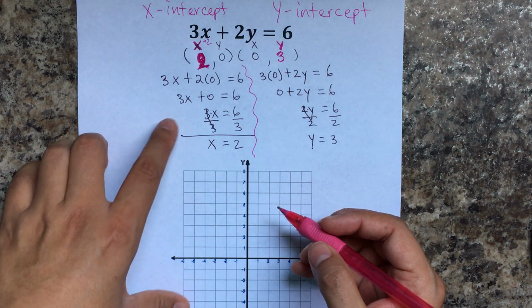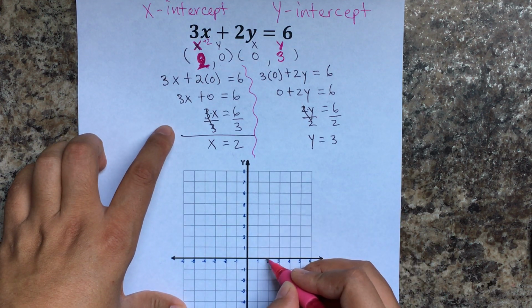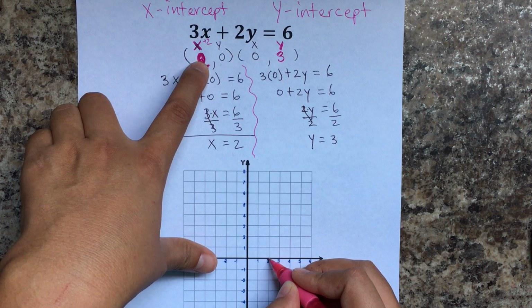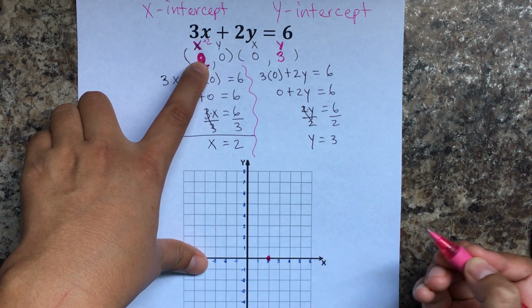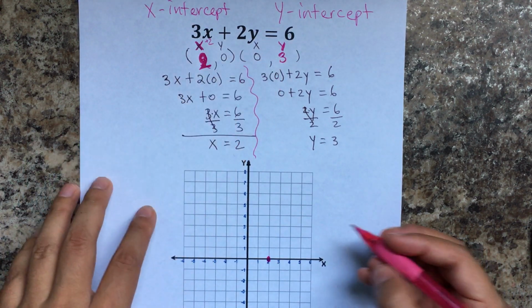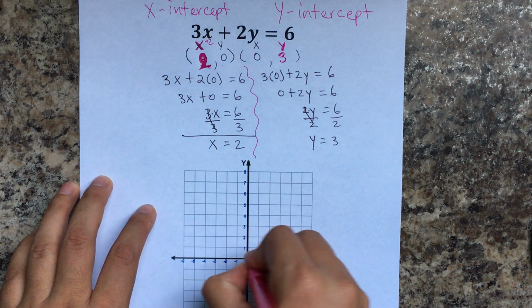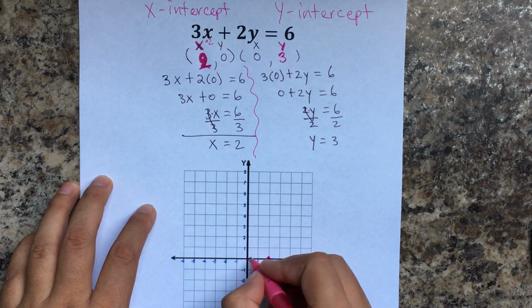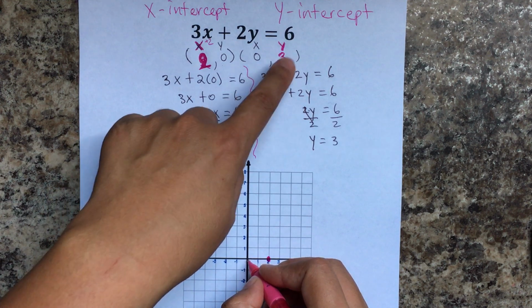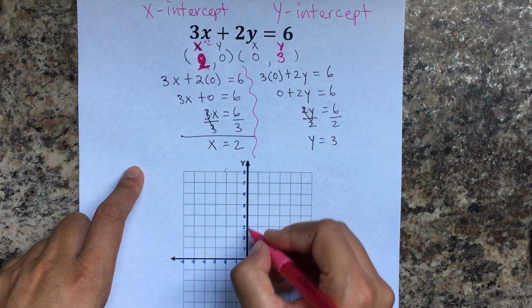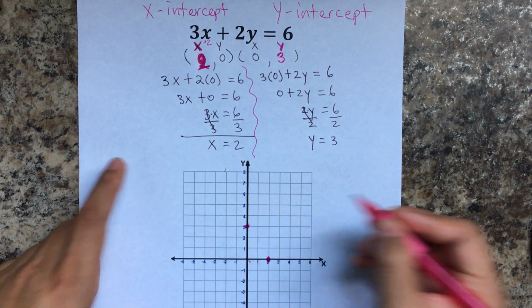Okay, so 2, 0. 2, always x first. And then 0, you don't go up or down. That's right there. 0, 3, you don't go anywhere to the left or to the right, but you go on y, up or down. In this case, it's up because it's positive.